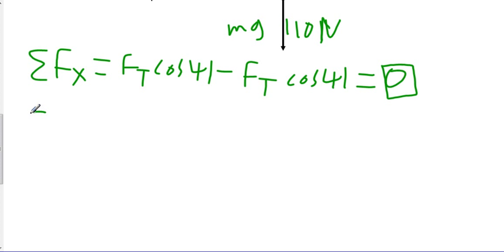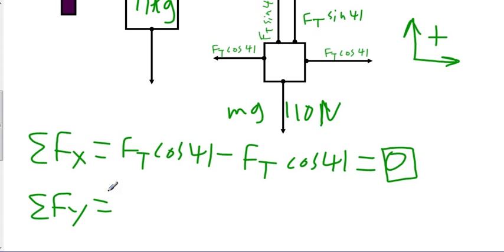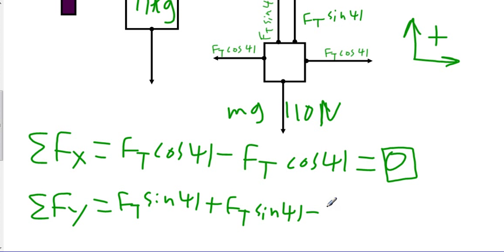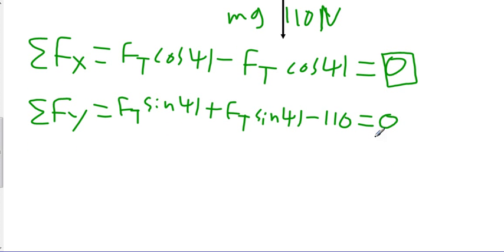Now we work in the y, so we can say the sum of all forces in the y is equal to, and if up is our positive, we have Ft sine 41 plus Ft sine 41 minus 110, and that's going to be equal to 0. From the second summation equation, the sum of the forces in the y, we will be able to figure out what the force of the tension is.